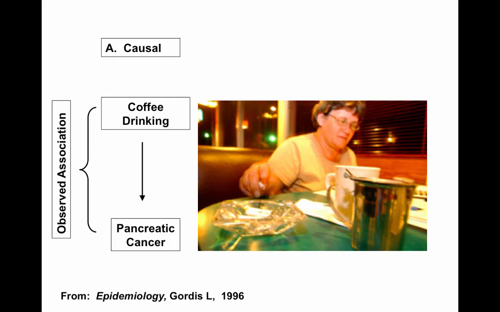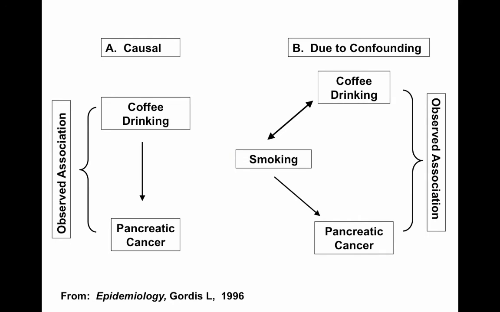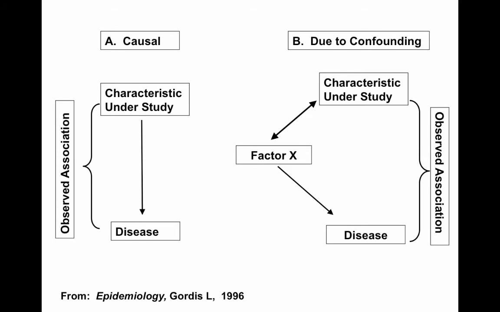So in this case, smoking is confounding the relationship between drinking coffee and the incidence of pancreatic cancer. The figure on the left shows a causal relationship between drinking coffee and an increased risk of pancreatic cancer. The figure on the right shows a relationship between drinking coffee and pancreatic cancer that's confounded by smoking. So smoking is the factor X that gets in the way of the relationship between whatever characteristic we're trying to study and the disease that we're looking at.